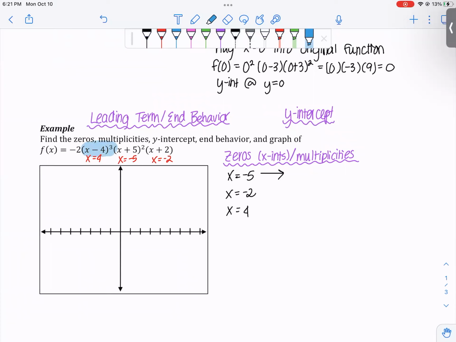So we have x minus 4 cubed. That means that the multiplicity is 3. Odd multiplicity means it's going to cross. And because the multiplicity is greater than 1, it's going to wiggle.